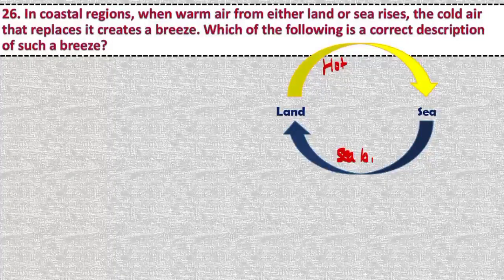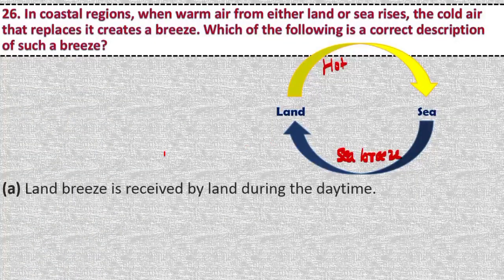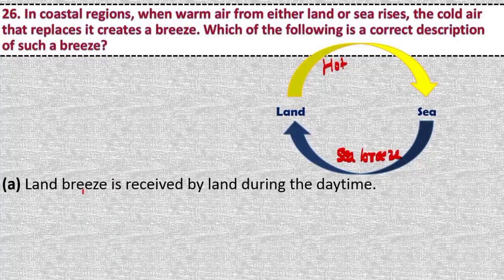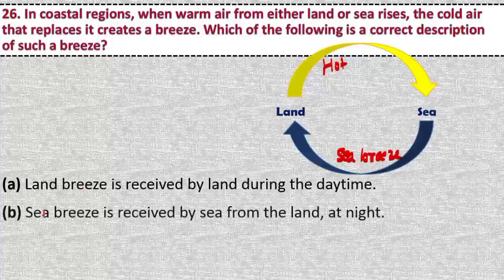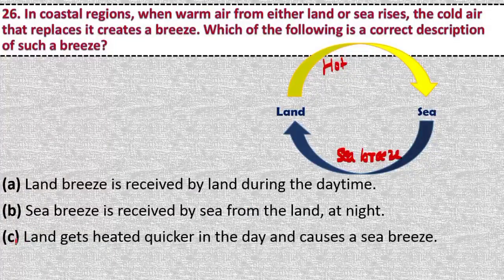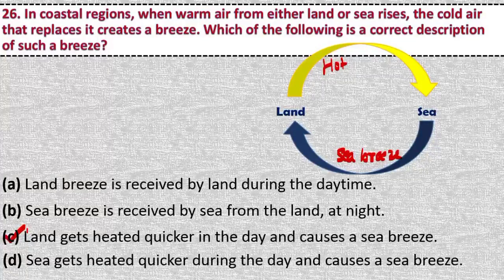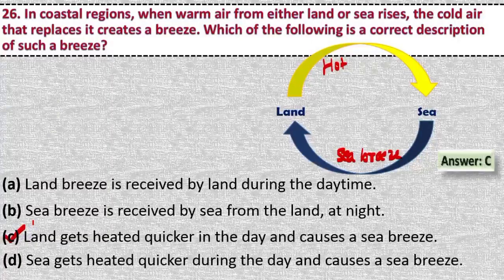This cool air from the sea is known as the sea breeze. As it happens during daytime, we call this type of breeze a sea breeze, but it exactly reverses at night time and we call it a land breeze. Options: Land breeze is received by the land during the daytime. Sea breeze is received by the sea from the land at night. Land gets heated quicker in the day and causes a sea breeze. The correct answer is option C for this question. Land gets heated quicker in the day and causes a sea breeze.